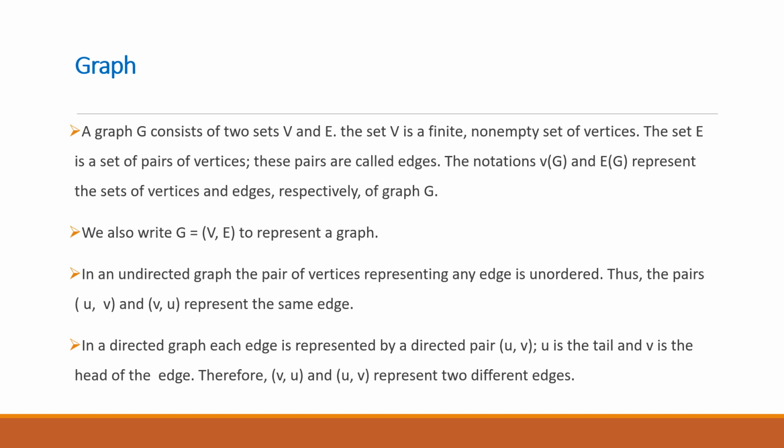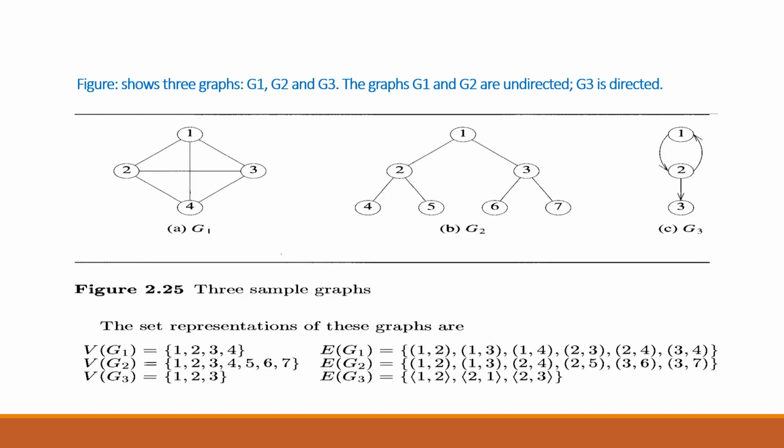Then the directed graph: each edge is represented by a directed pair. Let us put an arrow mark directed from U to V. So that pair we can call U comma V. So U is the tail and V is the head of this edge. Therefore V comma U and U comma V are two different edges, and that is called a directed graph. So in this diagram, G1 is an undirected graph, G2 is also an undirected graph, but G3 is a directed graph.